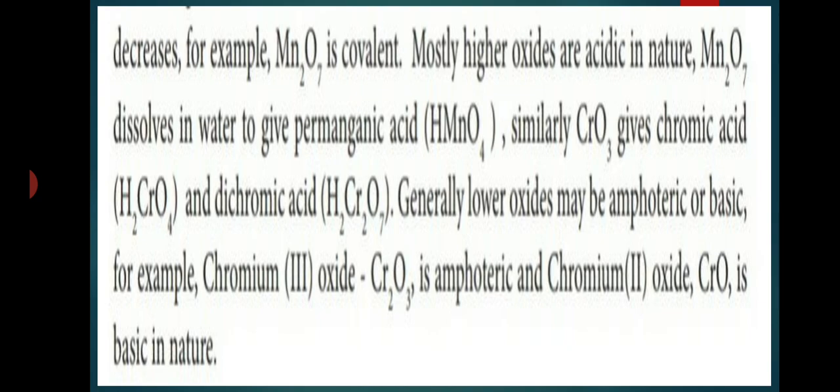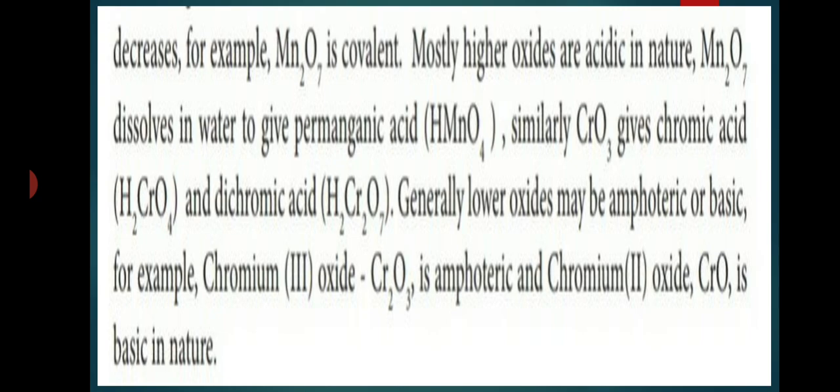For example, Mn2O7 is covalent, that is manganese heptaoxide, and most higher oxides are acidic in nature. That is, when manganese heptaoxide is dissolved in water, it gives permanganic acid, that is HMnO4. And chromium trioxide gives chromic acid, H2CrO4, and dichromic acid, H2Cr2O7.